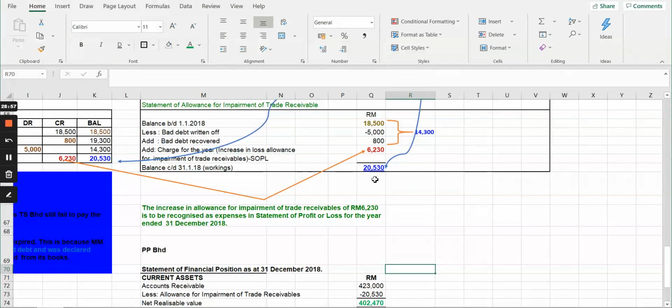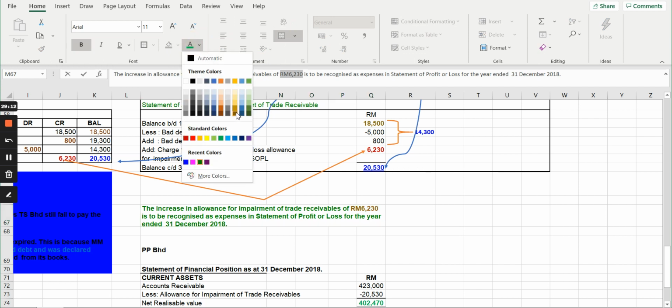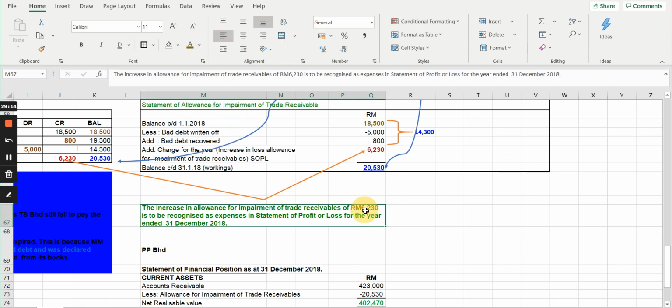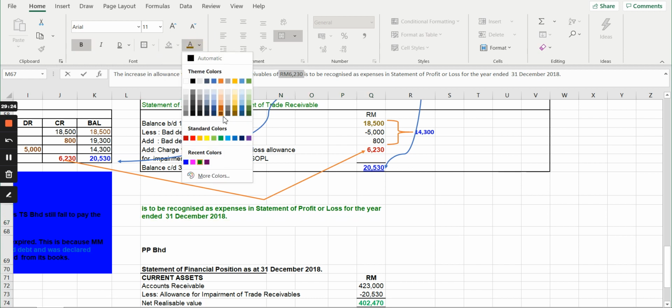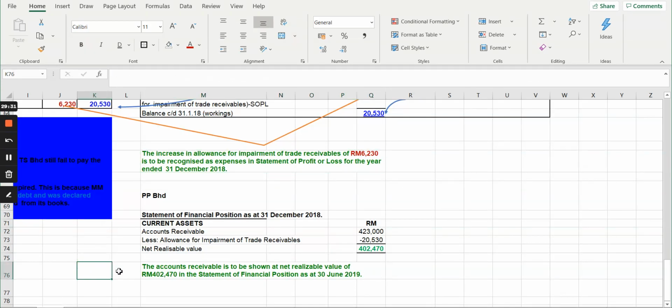And 2530 is the one that you should get from your percentage of expected credit loss allowance. And this 6230 is the one that you get from the difference that you get through your comparison of the running balances with the expected credit loss balance in your allowance for impairment statement at the end of the year. Okay, 6230. Okay, and then we move to the last one.